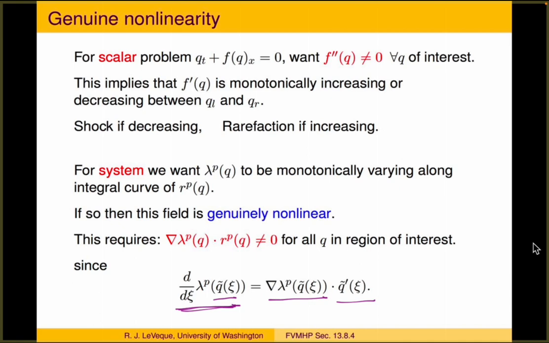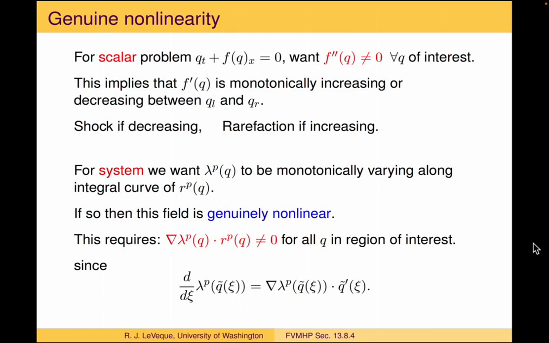And so just like we summarize f prime being monotonically increasing or decreasing by saying that the second derivative should never be zero, similarly we can say that here this quantity on the right should never be zero in the region that we're interested in. That way it's always positive and lambda is increasing, or it's always negative and lambda is monotonically decreasing.